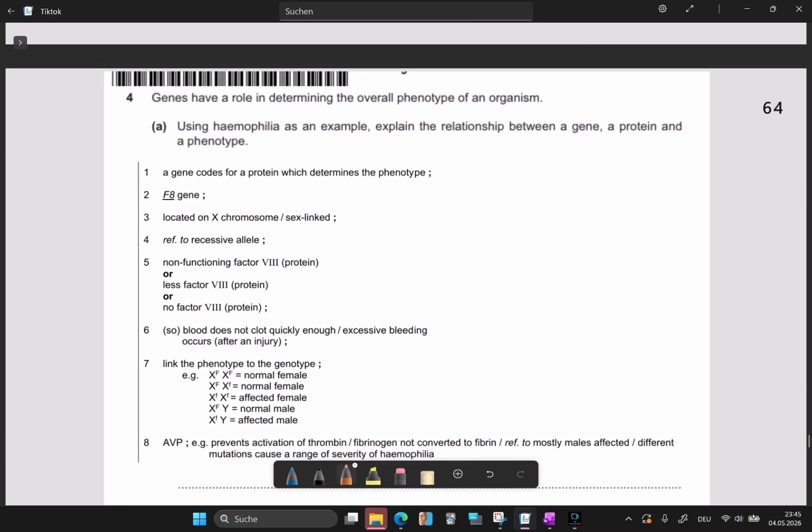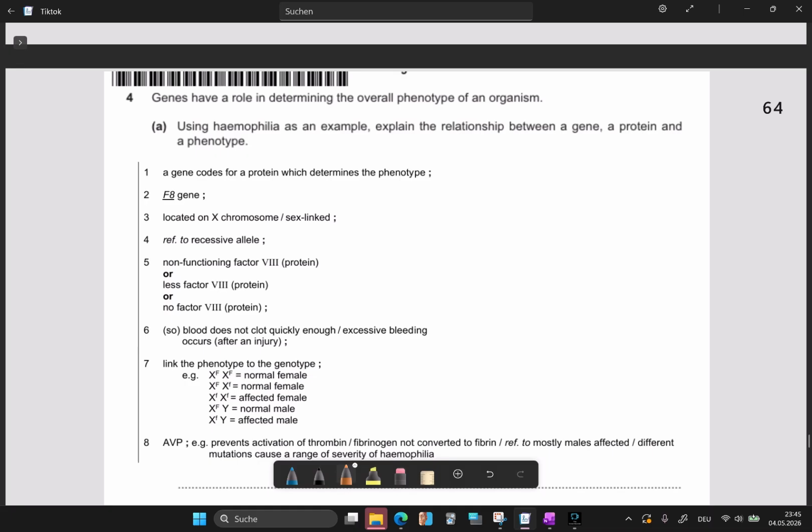Now this question was, using hemophilia as an example, explain the relationship between a gene, a protein, and a phenotype. This was, like I explained to you guys, you're just going to mention each one of them. You should memorize those questions because they come like that sometimes. So a gene, you mention that a gene codes for a protein, which determines the phenotype. So you're going to mention each thing here.